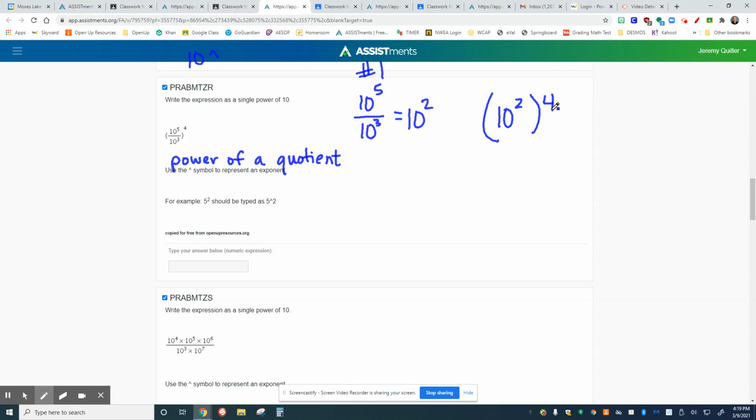Make sure that you remember what we talked about in the previous lesson, that this means 10 to the second times 10 to the second times 10 to the second, right? It gets a little repetitive. Times 10 to the second. How many times am I actually multiplying 10 by itself?